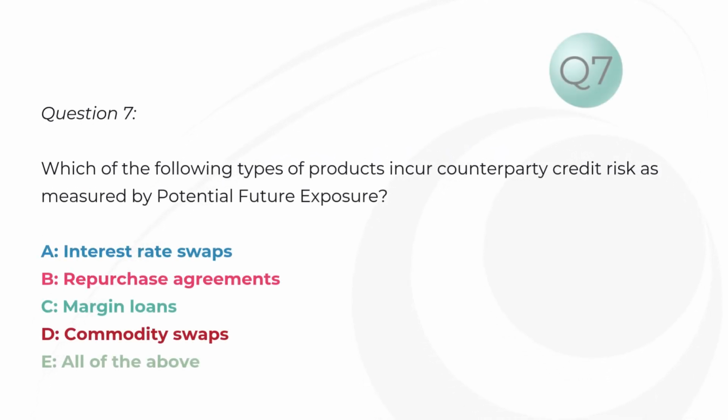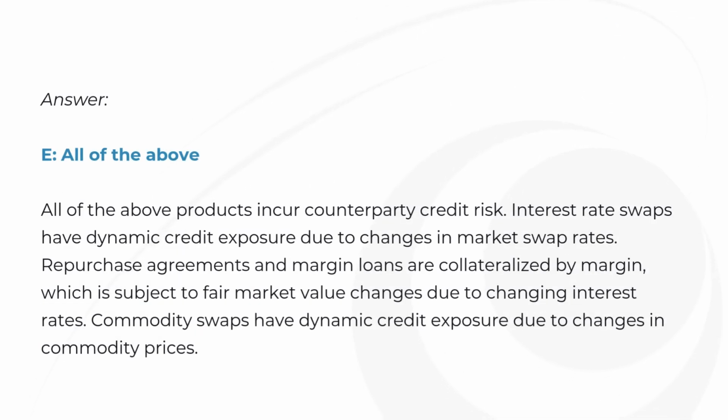Question 7. Which of the following types of products incur counterparty credit risk as measured by potential future exposure? A. Interest rate swaps. B. Repurchase agreements. C. Margin loans. D. Commodity swaps. E. All of the above. Answer E. All of the above.